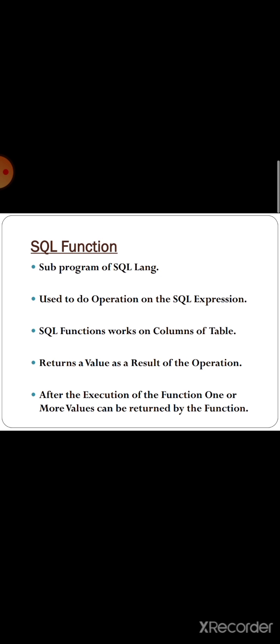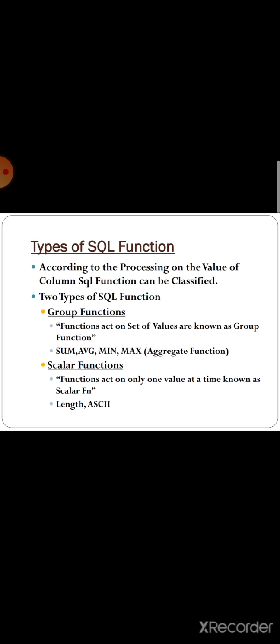Rows are known as records, columns are known as fields. Whenever we execute these functions on SQL data, the function will work on the columns of the table. Okay, it returns a value as a result of the operation, and finally after the execution of the function it will return a value as a result. After the execution of the function, one or more values can be returned by the function. So a value will be returned as a result. It may be either a single value or more than one value. Okay, so these are some of the points about SQL function.